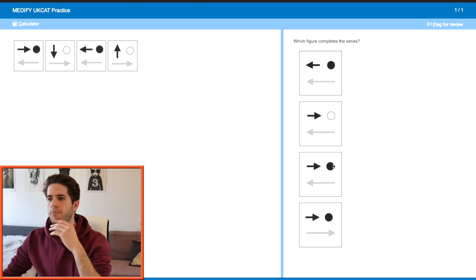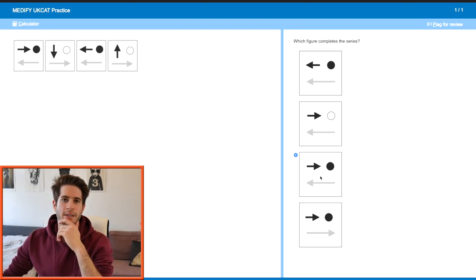So white, so nope. Black, black. So we know it's either C or D. And then we have this gray arrow on the bottom, left, right, left, right, left. So we know the answer has to be C.